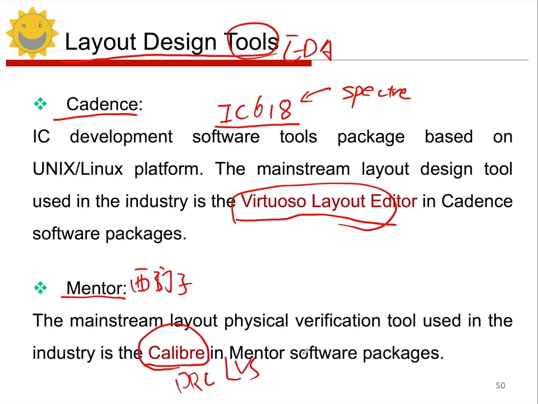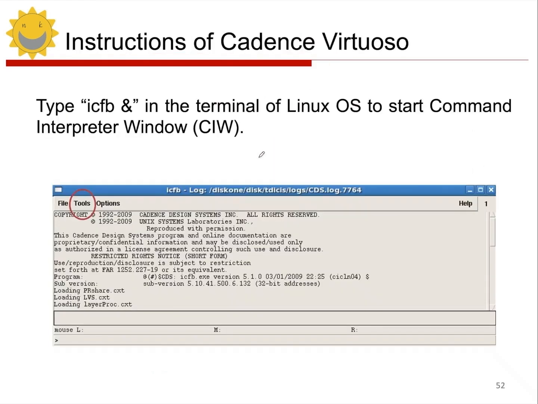Now let's take a look at the interface of this software and give a brief introduction. The version used in this screenshot is quite old. We just talked about IC618, but actually this is IC5141, which is an older version. All of this software is installed on a Linux platform, so they all run in Linux. To start it, you need to open a terminal in Linux and enter the startup command for the software. For IC511, the command is icfb. icfb is the startup command followed by a space and an ampersand.